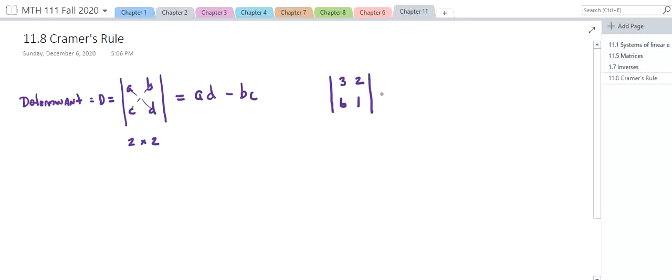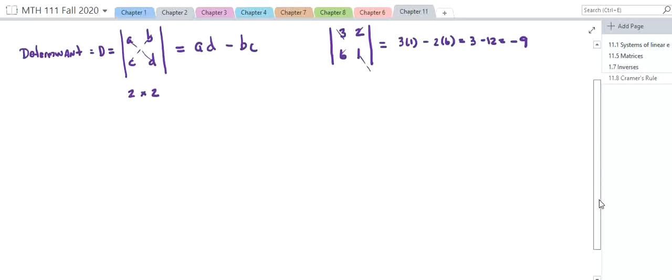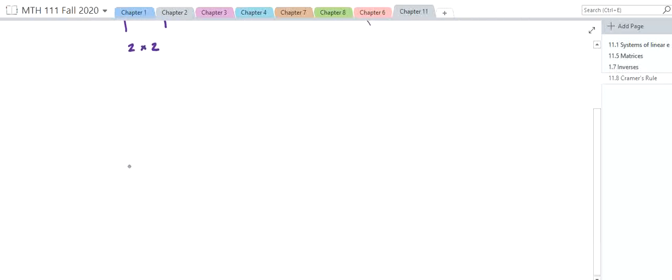matrix, then the determinant of that matrix is going to be 3 times 1, it's this, minus this, minus 2 times 6. So it's 3 minus 12, or minus 9. So that's how you calculate a determinant for a 2 by 2 matrix.